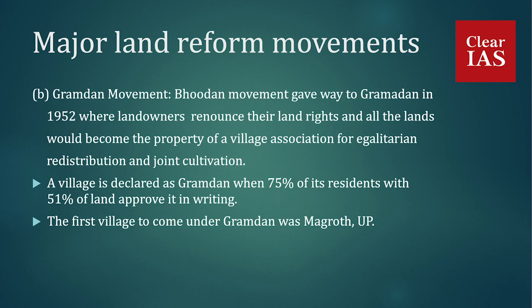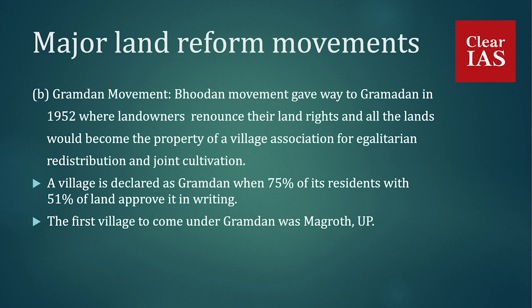The second one is Gramdan movement, which was an offshoot of Bhoodan movement itself. After the Bhoodan movement, the Gramdan movement started in 1952. Here, the landowners renounced their land rights and all the lands would become property of a village association for redistribution equally and cultivation jointly.